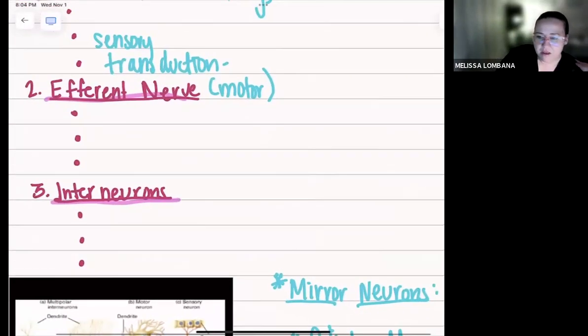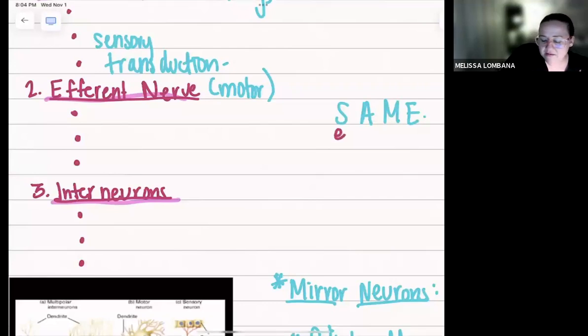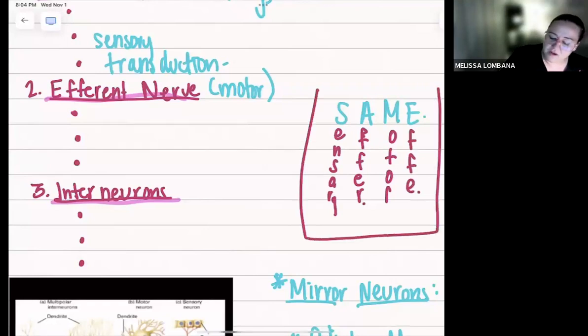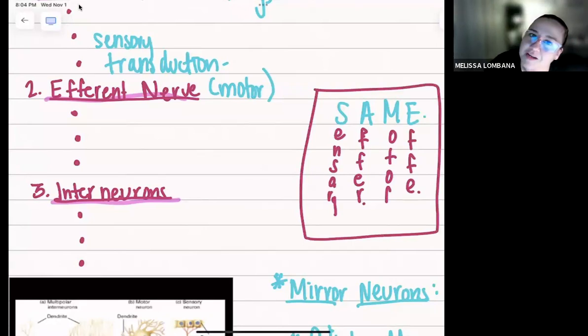But I do have a way, before I forget, for you to remember the different afferent and efferent neurons. If you write the word same on the end, they sound very similar. They sound the same, and same is sensory, which is afferent, and then motor is going to be efferent. So this is just a good mnemonic device to remember. Obviously I didn't finish writing that, but you guys could do that.